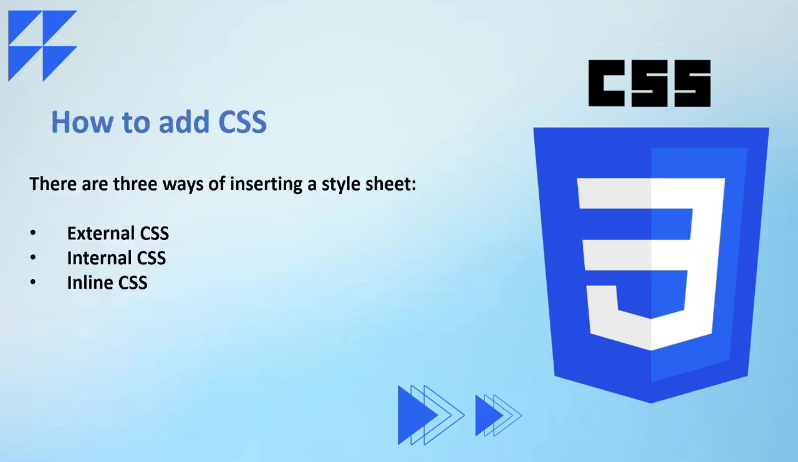Okay, now let's see how we can add CSS. There are three ways of inserting a style sheet or CSS. First is external CSS, second is internal CSS, and the third one is inline CSS. So in this video itself, let's try to add CSS in all these three ways.